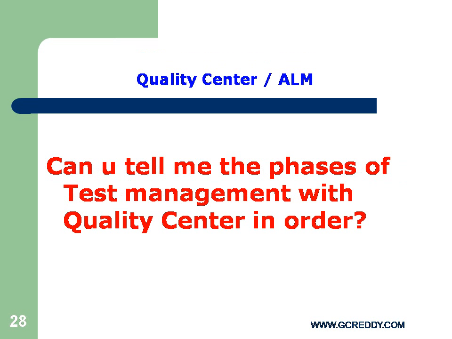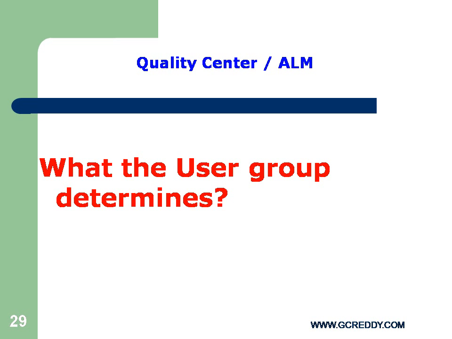Can you tell me the phases of test management with Quality Center in order? The phases of test management with Quality Center in order are: specify releases, specify requirements, plan tests, execute tests, track defects. What does the user group determine? The user group determines the privileges that the user has within a project.